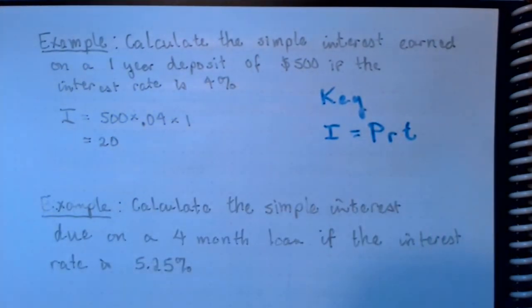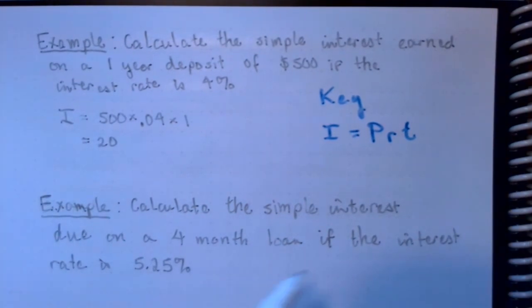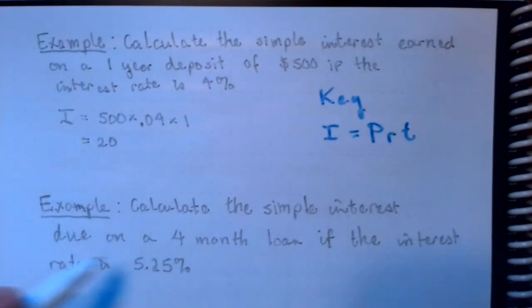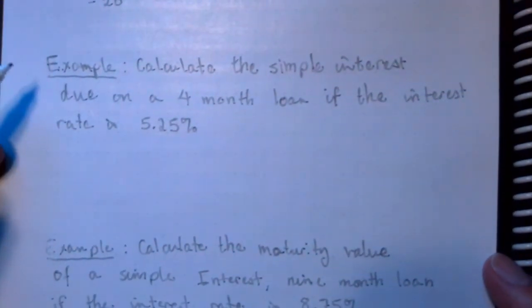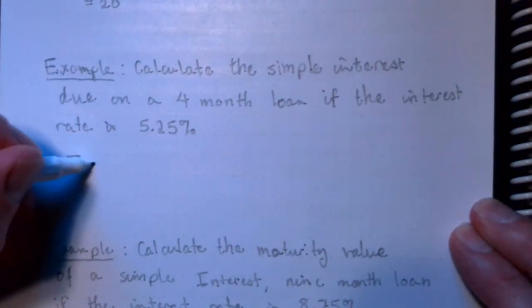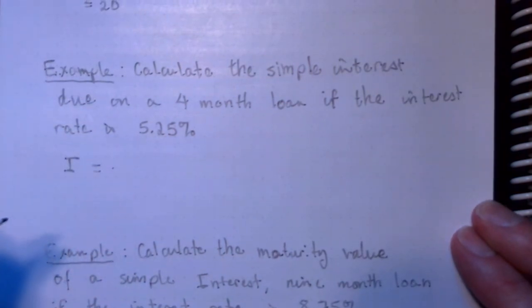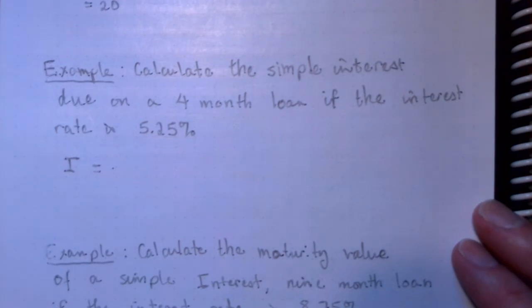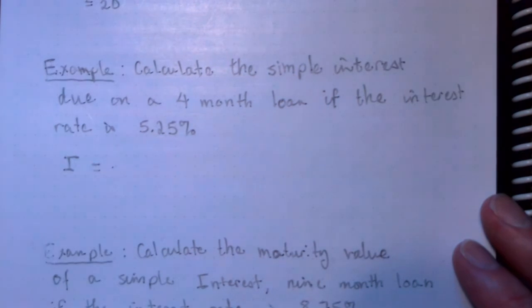Okay, here's another example. Calculate the simple interest due on a 4-month loan if the interest rate is 5.25%. Following the same formula right here, interest equals principal times rate times time. Must have forgot to write down the amount.